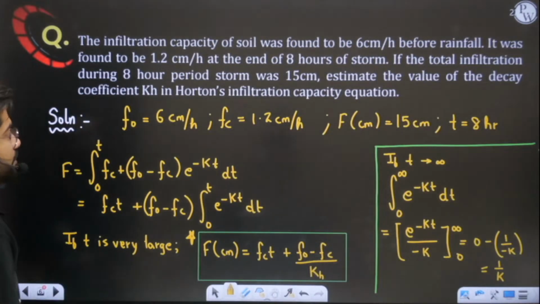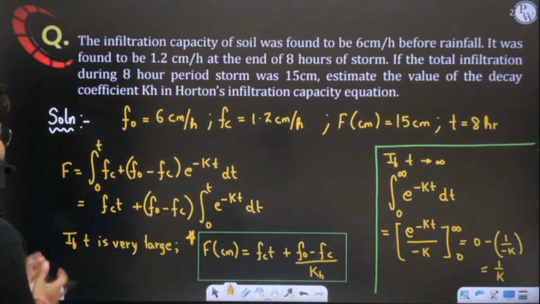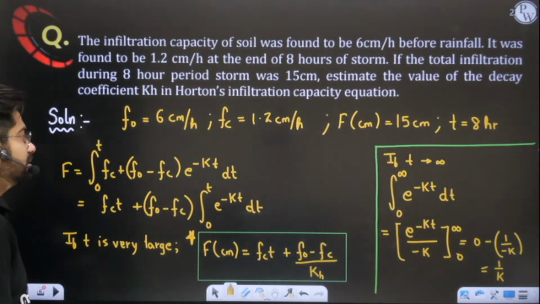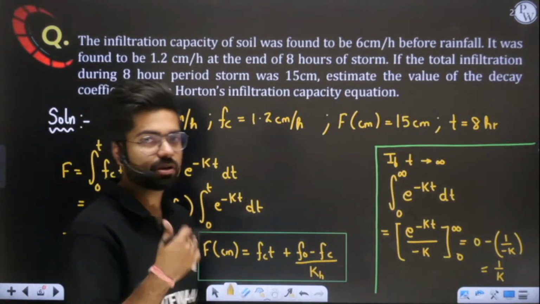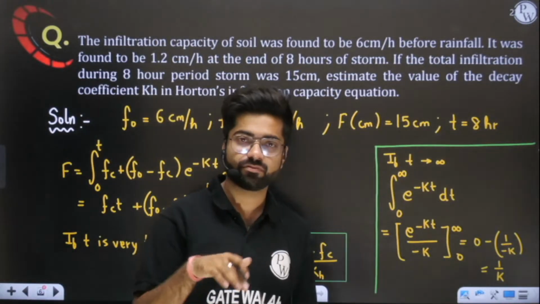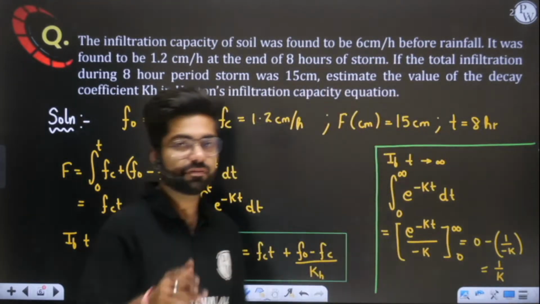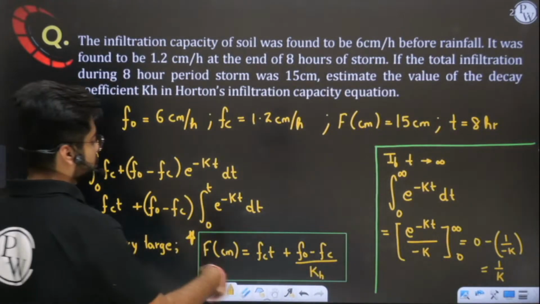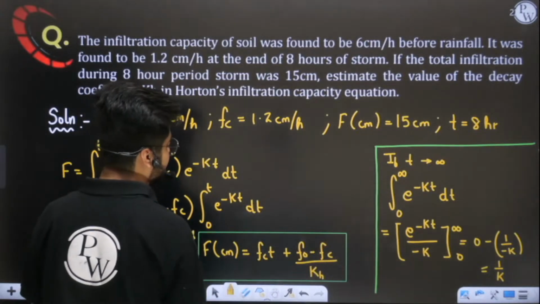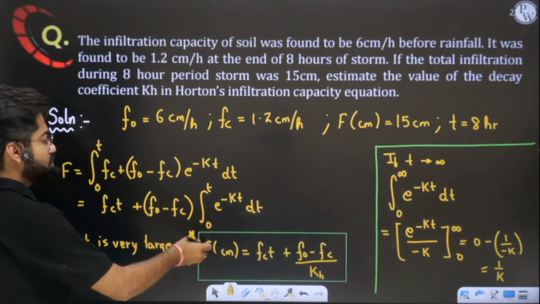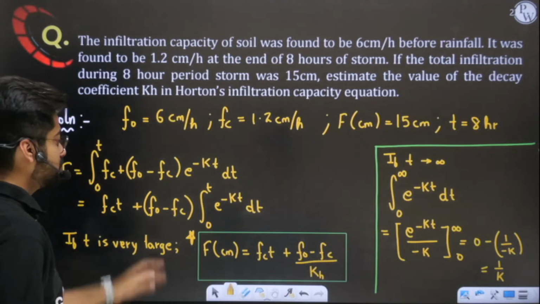And then at last we discussed when your time is very, very large, let us say 6 hours, 8 hours, 10 hours, 12 hours. Obviously this is a large time when it comes to rain. So I already told you that whenever we have large time, then this formula will be utilized: FC into T plus F0 by FC upon KH. Simply use this formula and get the total depth of infiltration. So this was also important.